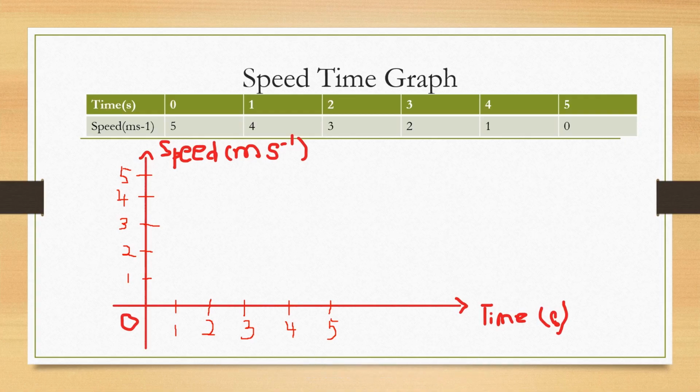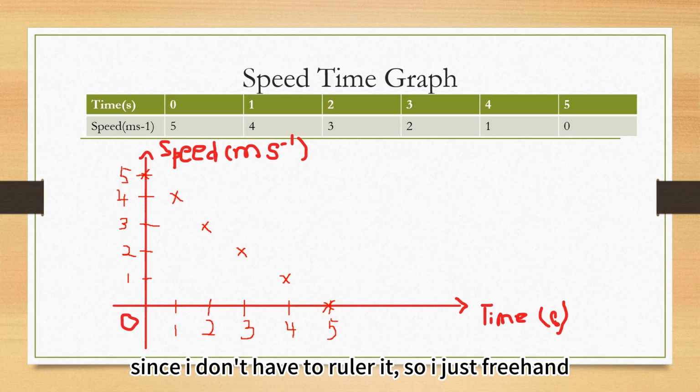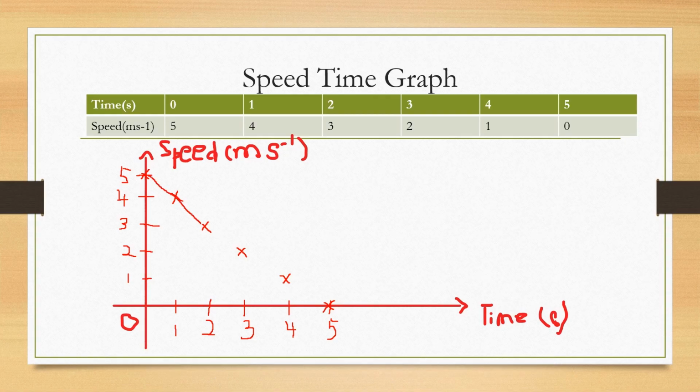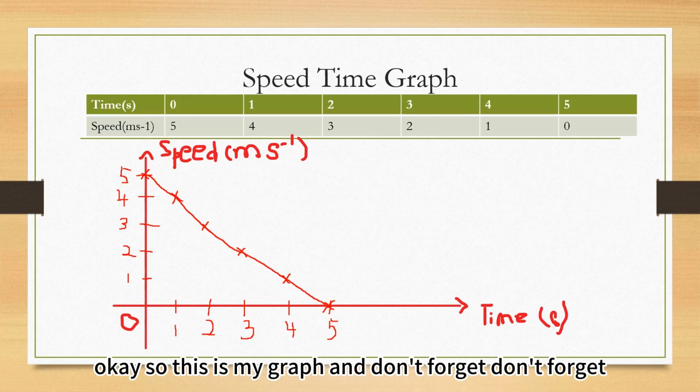After we label all the values, we need to plot the graph. When the time is 0, the speed is equal to 5. When the time is 1, the speed is equal to 4. When the time is 2, the speed is equal to 3. When the time is 3, the speed is equal to 2. When the time is 4, the speed will equal 1. Last, when the time is 5, it will become 0 speed. Do remember, must use the ruler to connect all the points. Since I don't have a ruler, I just freehand. But you guys remember, need to use the ruler. Okay, now I connect all the points. So this is my graph.